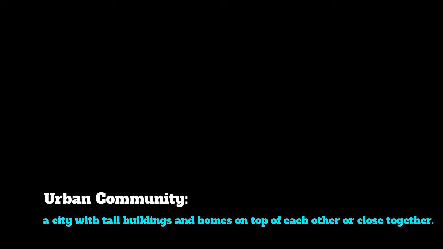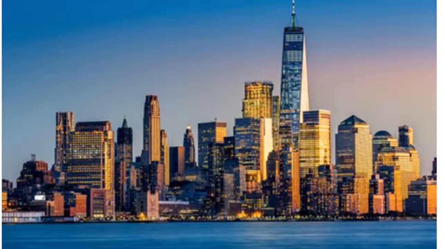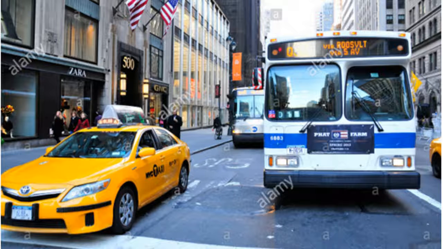So an urban community is a city that has tall buildings and homes that are stacked on top of each other or very close together. Let's take a look. Do you see those tall buildings? There are homes stacked on top of each other there. Those are called apartments. In the city, people get around by using public transportation, like taxis, they ride buses, or they take trains called the subway system.